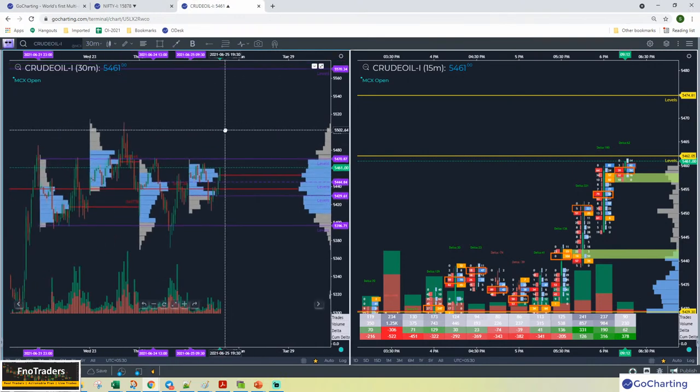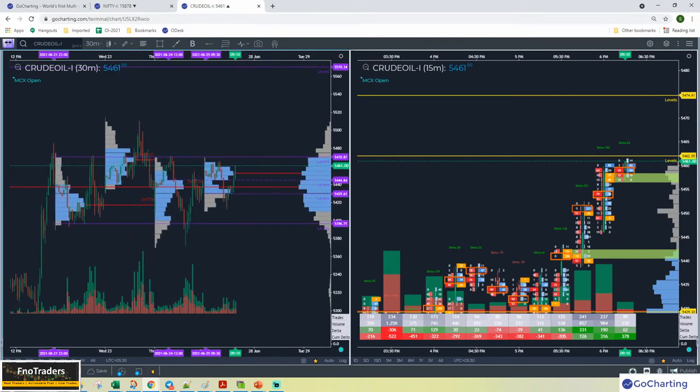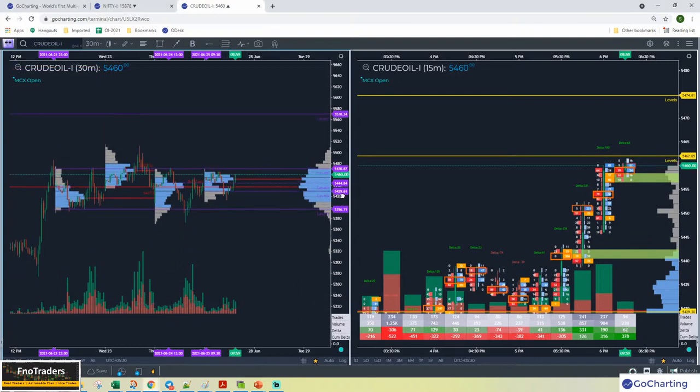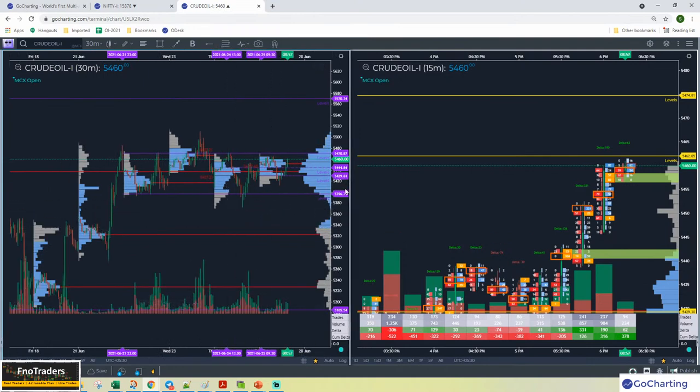This is the profile chart, just for anybody who is new. This is each day's profile. Why profile charts are important is that they give you a very good idea of where price is versus where the value is.